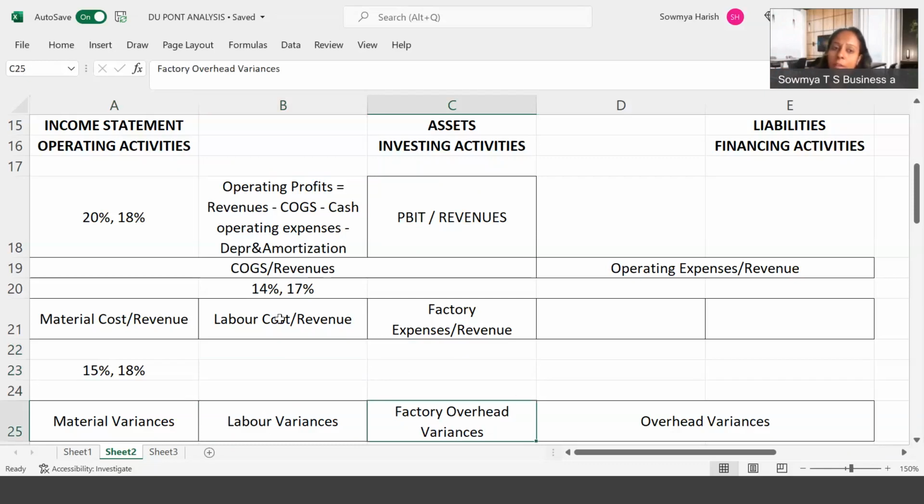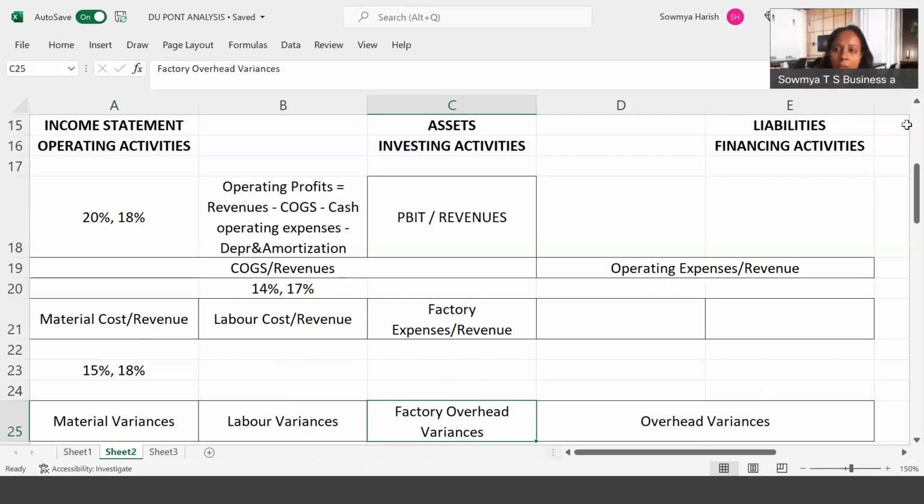So with this we will get to know what is the real cause that has contributed to the change in cost of goods sold. The change can be an increase or decrease, and the specific reason for the change in cost of goods sold we can easily identify with the help of variances. So with variances we'll get to know the real cause which is contributing to the return on equity.